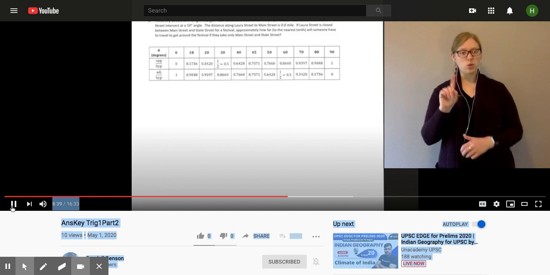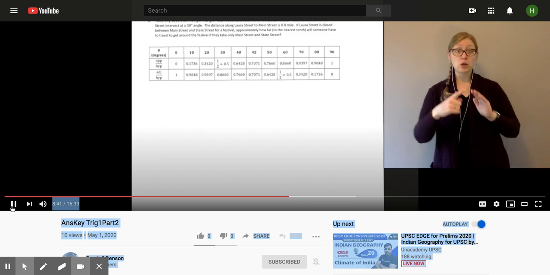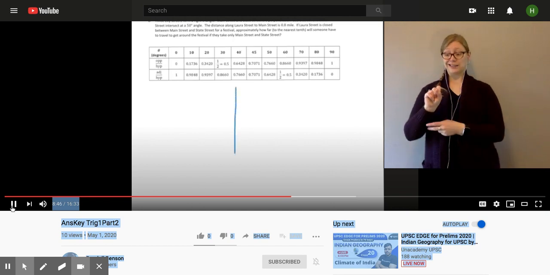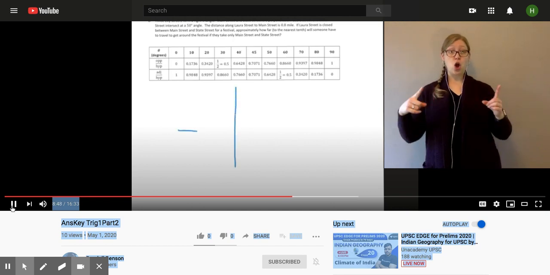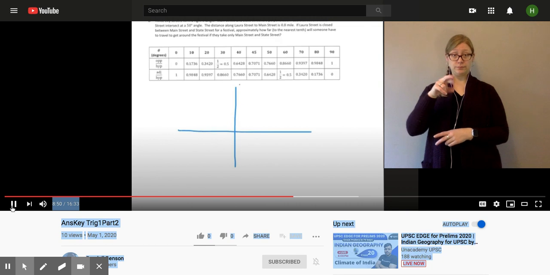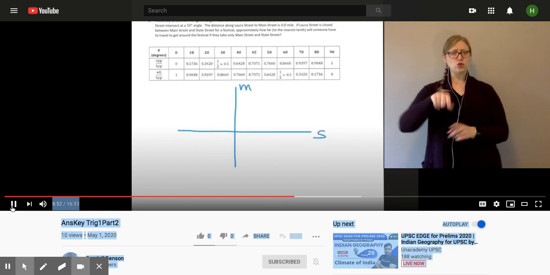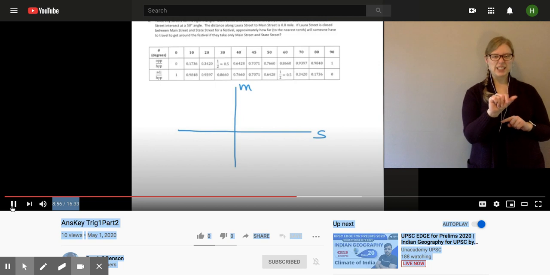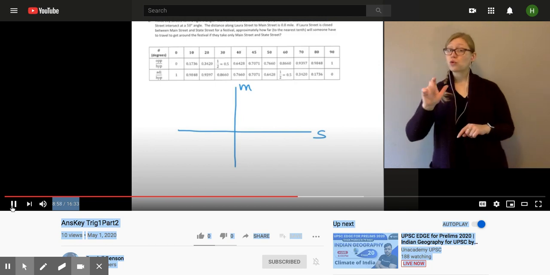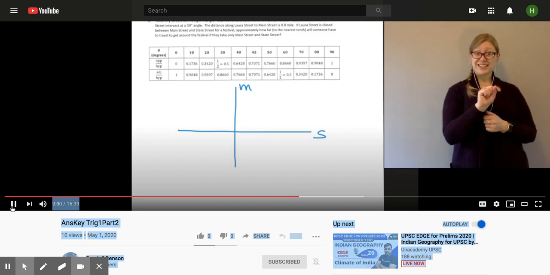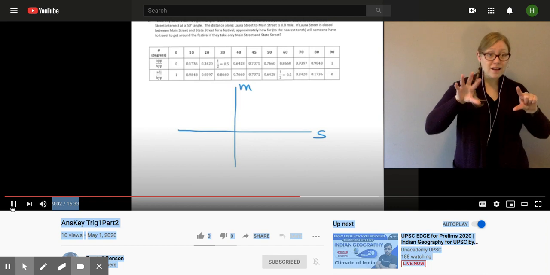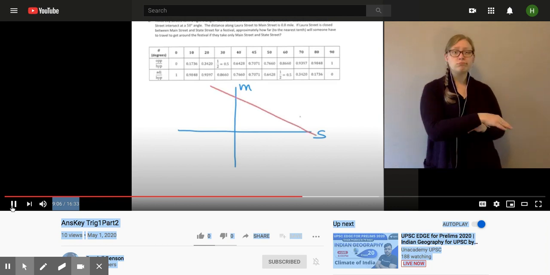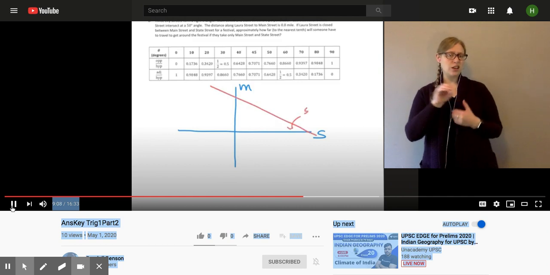In problem 6, we've got to make a picture. It says Main Street and State Street are perpendicular. So let's see if we can draw something like that. So we'll call that Main, and this is State. Laurel Street and State Street intersect at a 50-degree angle. So somewhere here we have a 50-degree angle.